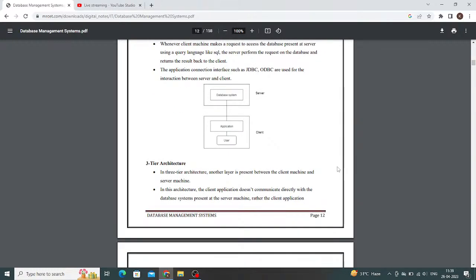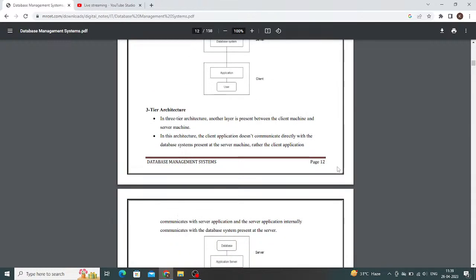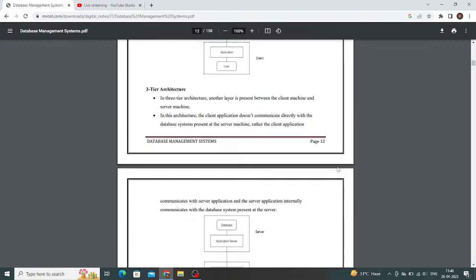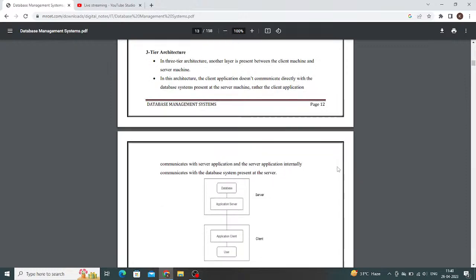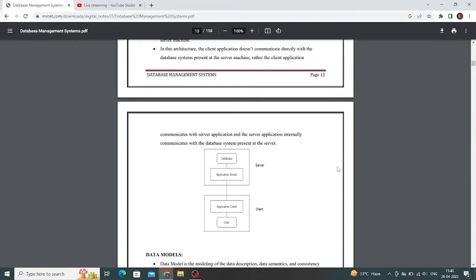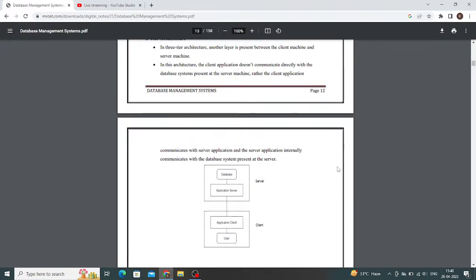Three-tier architecture. In three-tier architecture, another layer is added between the client machine and the server machine. In this architecture, the client application doesn't communicate directly with the database system present at the server machine; rather, the client application communicates with the server application, and the server application internally communicates with the database system present at the server. Application server, application client, and users.